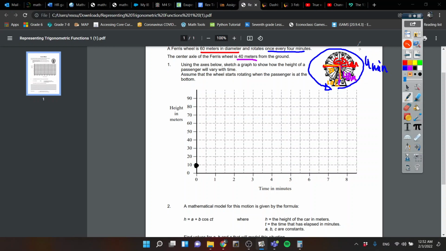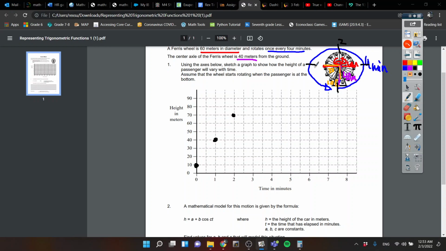Cool. It takes 4 minutes to go all the way around. So I just think this is 1 minute, 1 minute, 1 minute, and then 1 minute to get back there. So at 1 minute, we're over on this side, which is, we started at 10, we've gone up, now we're at 10 plus 30 is 40. So 1 minute, we're at 40. And then second minute, we're up here. So at 2 minutes, we're at 10 plus 60 is 70.